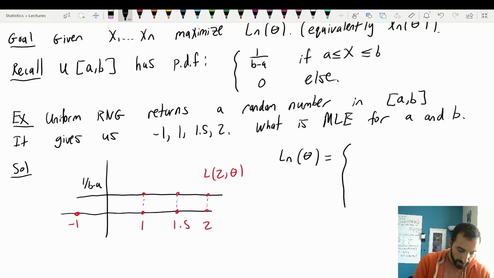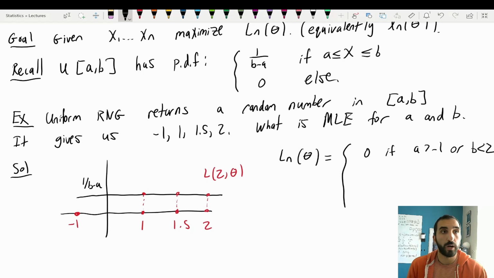Well, you can imagine if this line doesn't encompass the numbers given, the likelihood is 0. So it's 0 if A is greater than -1 or B is less than 2. And otherwise, the more you increase the size of A and B, the lower this line gets. And your answer is going to be 4 times 1 over B minus A. So the likelihood of 2 given theta, for example, is 1 over B minus A. You multiply them all together.